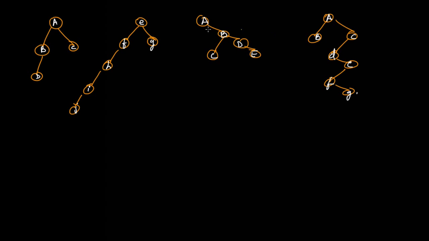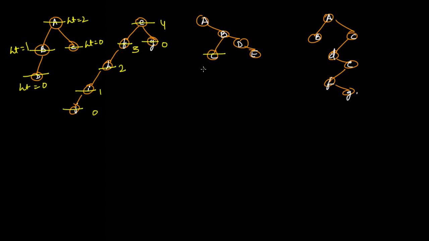Now for this node the height is 0. For this node the height is 1. For this node the height is 0. And for this node the height is 2. For this node the height is 0, its height is 1, its height is 2, its height is 3, its height is 0, and for this node the height is 4.